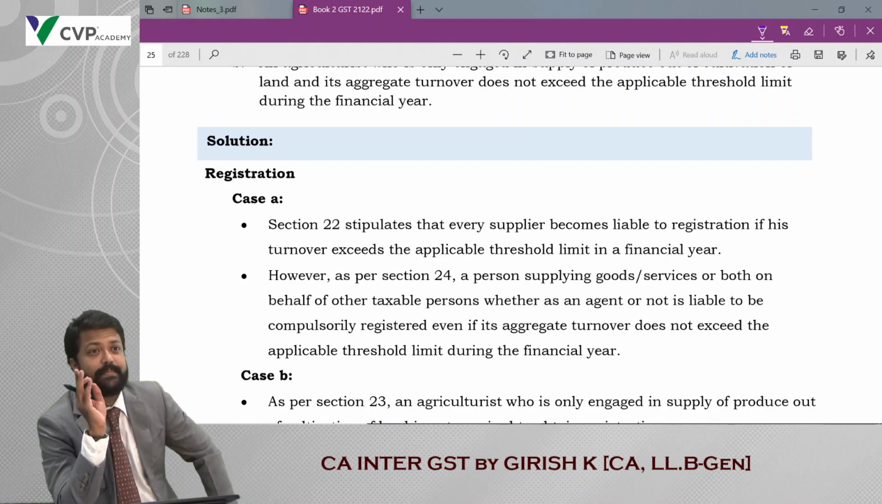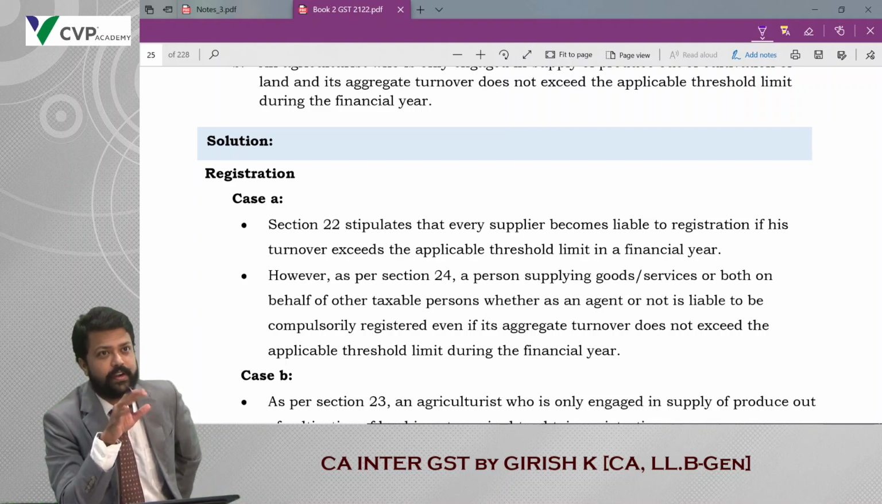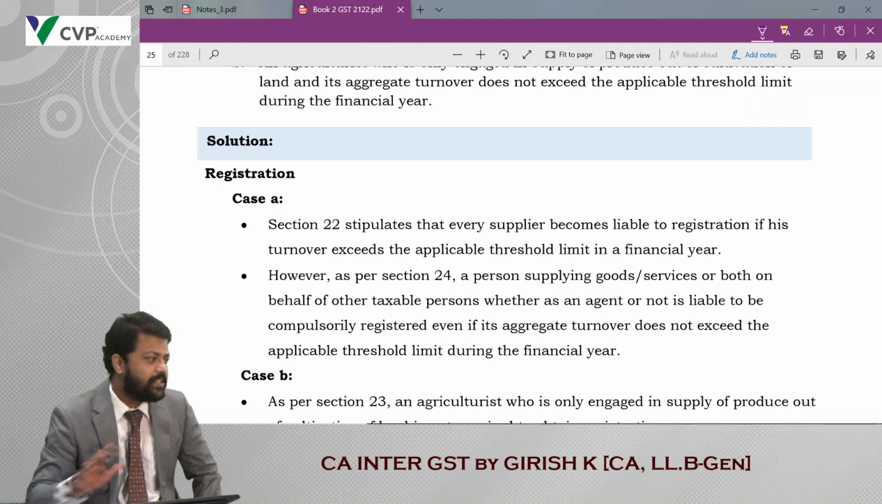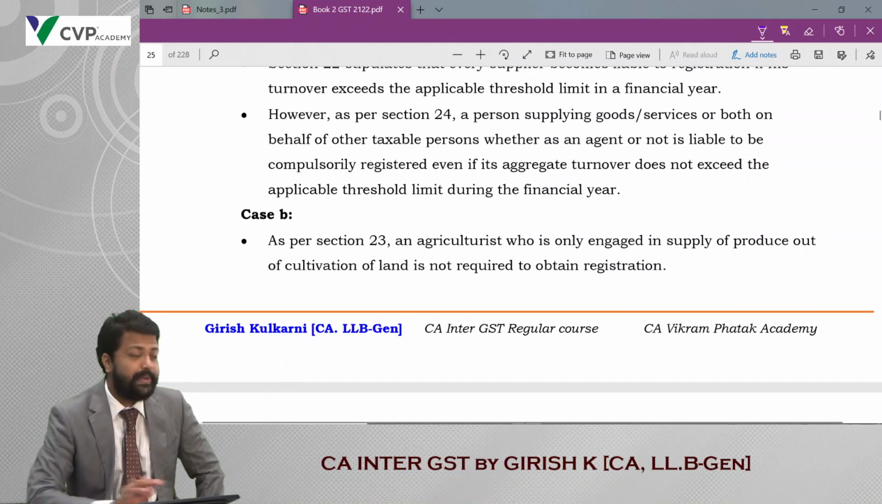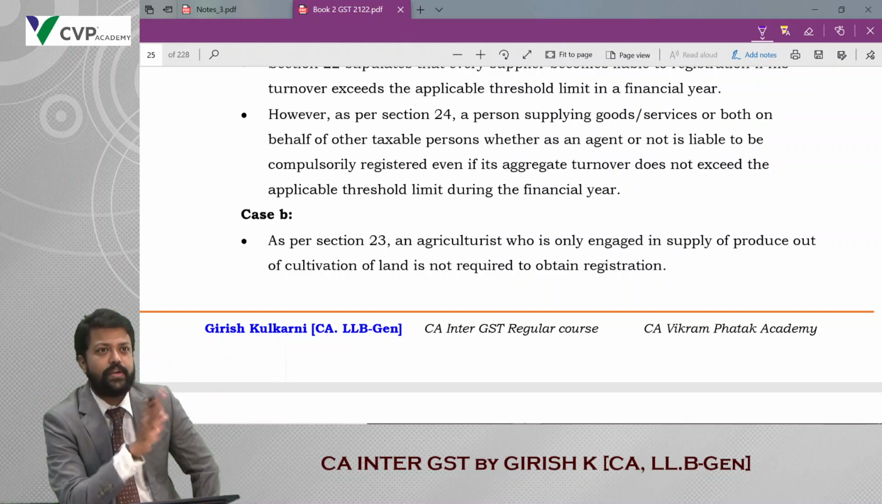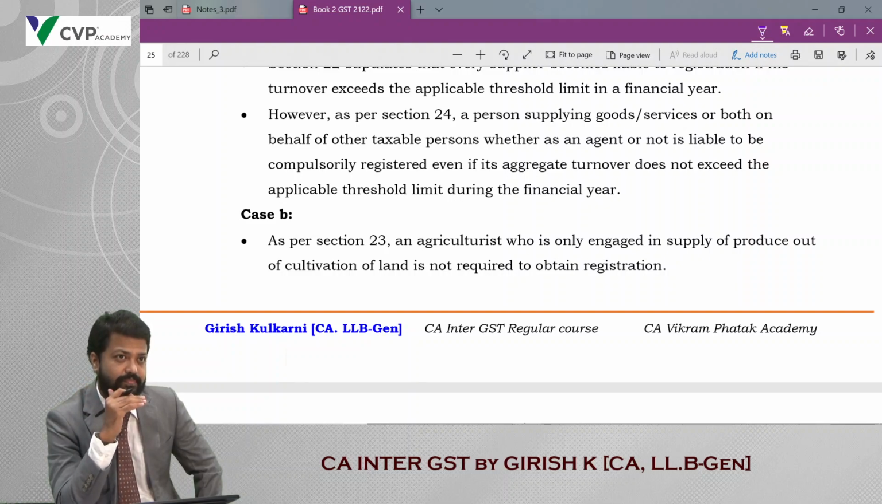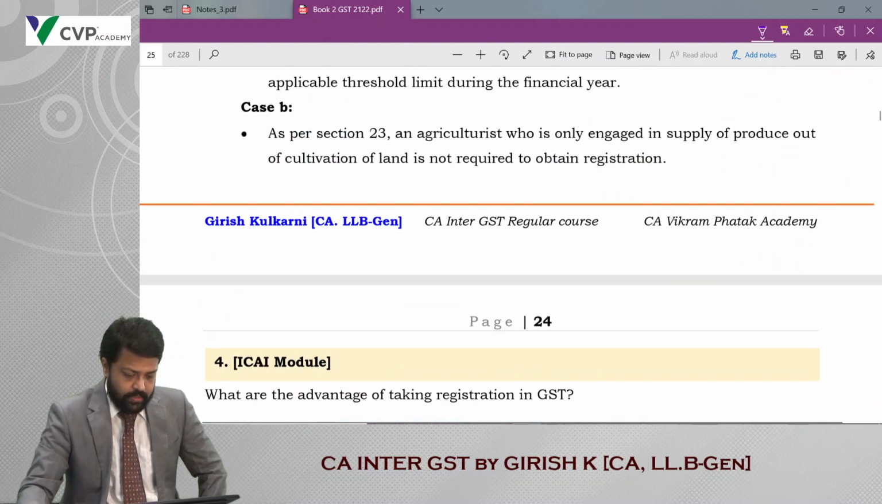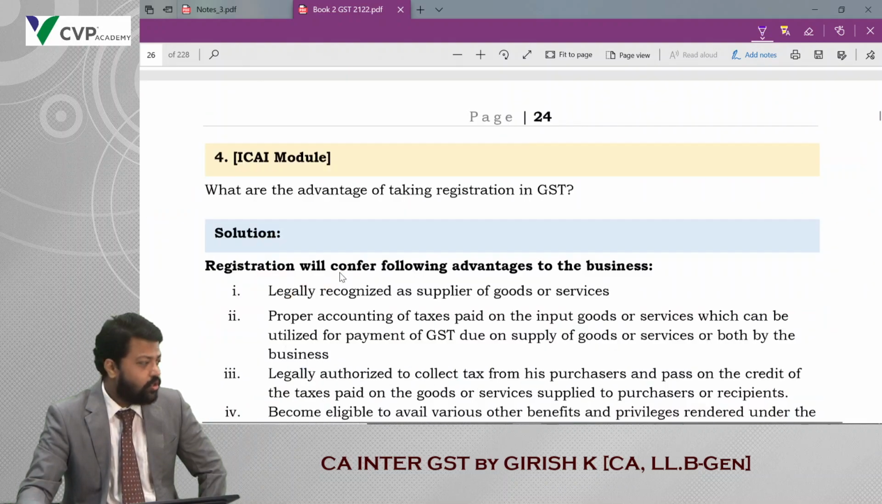Similar to that, interstate supply through an e-commerce operator. Do you remember all those things? So those are covered by section 24. And B, agriculturist, is section 23. So 22, 23, 24. 22 is threshold, 23 is not at all required to register, and 24 is mandatory registration from rupee 1. In 23, for agriculture there are certain conditions: own cultivation, or cultivation through family, or supervised by him with family. Yes. So he is not required to get registered.